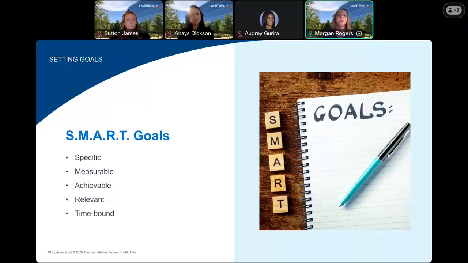Relevant. So these goals should align with your mission for the business and they should benefit the business. And lastly, time bound. So goals should have a deadline. A goal without a set deadline doesn't really help track your progress. So how would you know if you're successful, or when you can move along to your next goal? So make sure you have a set deadline.